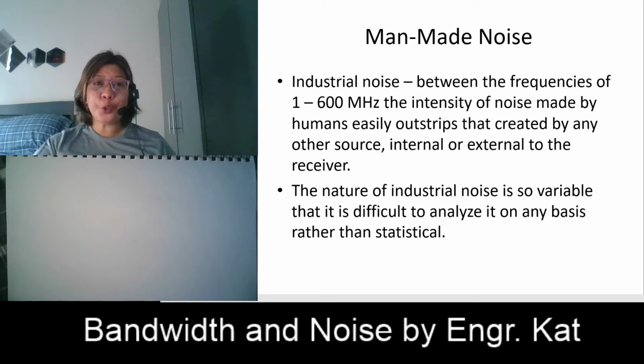So we have industrial noise. This is between the frequency of 1 to 600 megahertz. The intensity of noise made by humans easily outstrips that created by any other source, either internal or external to the receiver. The nature of industrial noise is so variable that it's difficult to analyze it on any basis other than statistical.